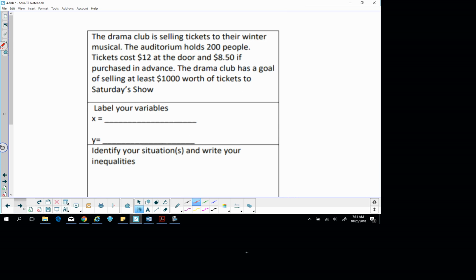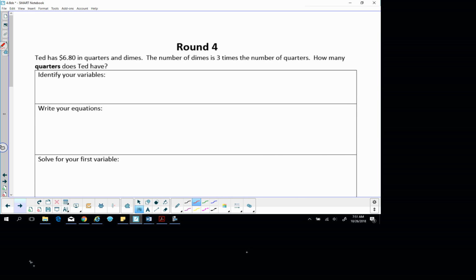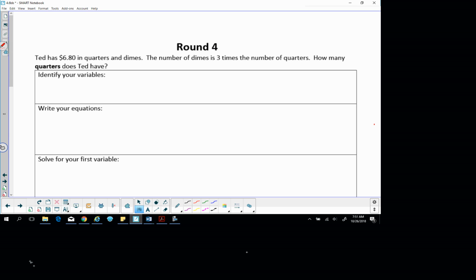So if you go to question 4, round 4, see how it says the number of dimes? You guys see that? I think actually, did I fix it? No. I didn't. So it's not dimes, it's the number of quarters is 3 times the number of dimes. So fix that. So in round 4, the number of quarters is 3 times the number of dimes.